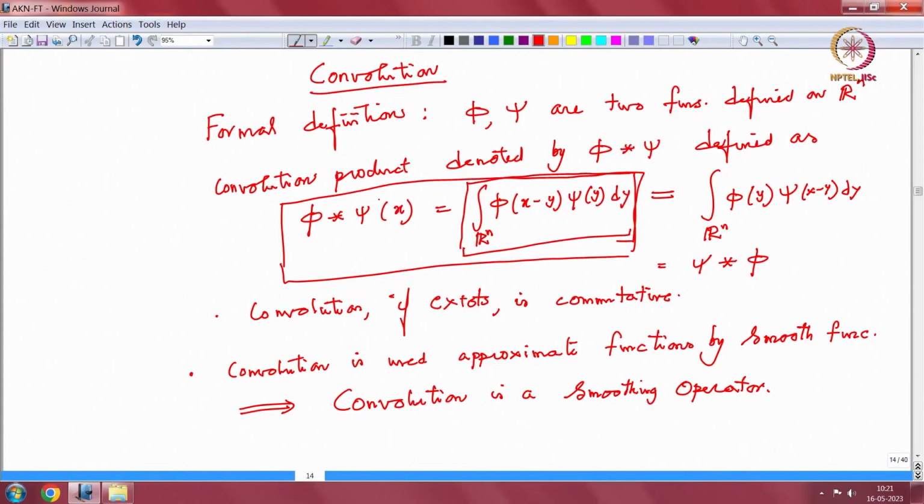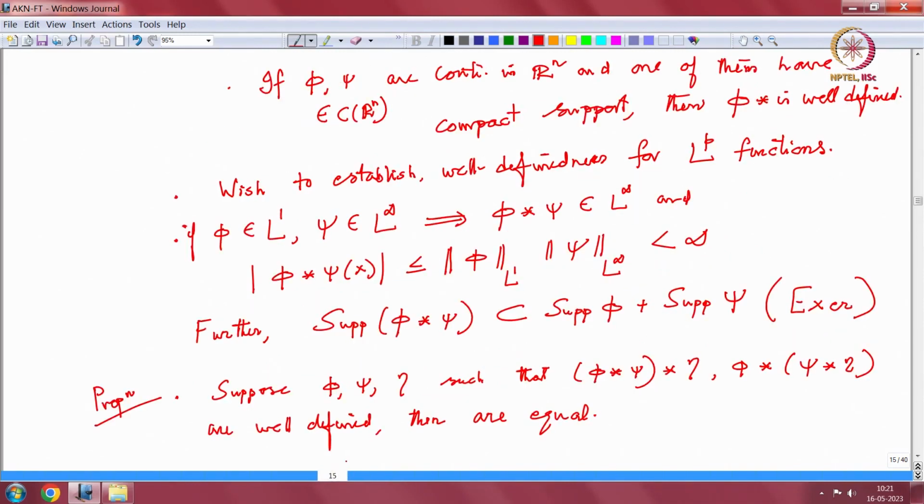For two functions phi and psi, we have defined formally the convolution phi star psi equal to the integral of phi of x minus y psi of y dy, which, by translation change of variable, translation invariant, is the same as the integral of phi of y psi of x minus y dy. So, that gives you the commutativity. You eventually see that convolution is a smoothing operator, in the sense that you can use this to define smooth approximation.